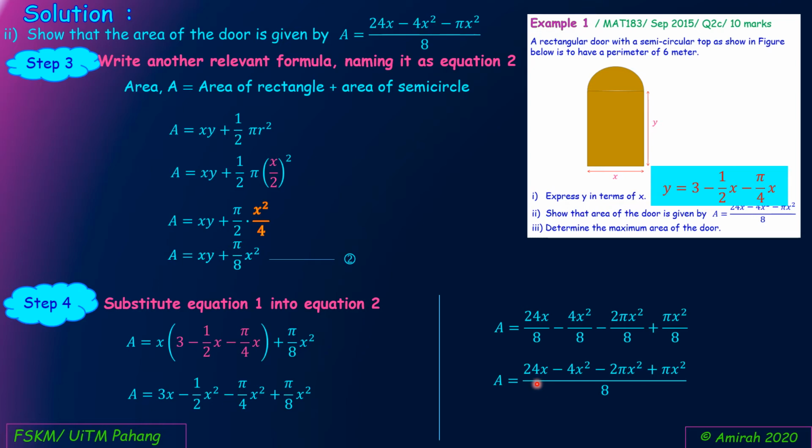So we can write 24x minus 4x minus 2 pi x squared plus pi x squared over 8. Then we have the term containing x squared here, and we have pi here. So we can simplify negative 2 pi and plus pi. So we will get 24x minus 4x squared, negative 2 plus 1 pi, which equals negative pi x squared over 8.